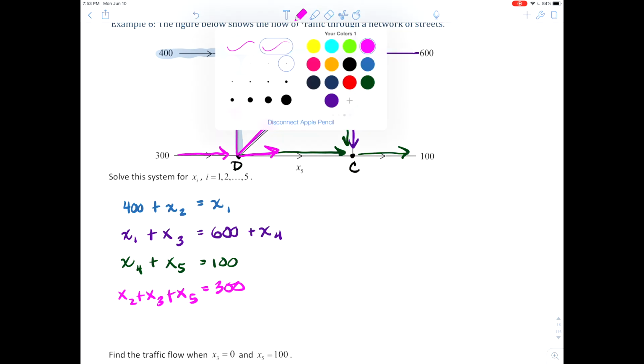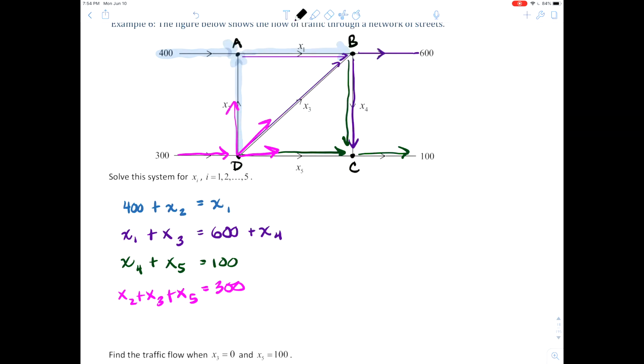So let's clean it up a little, make it look pretty, right? I'll go ahead and have the constants be positive when I manipulate these. So we have equals 400, and then this will be X1 minus X2.